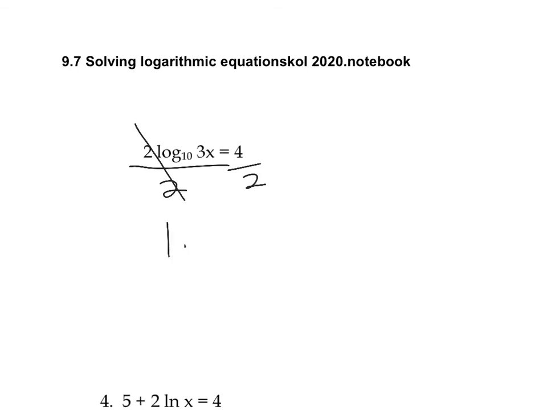So you get log. Notice I put base 10 even though I don't have to. I could just do it this way. 3x equals 2. I left it there again to help you. So now how do you write this in exponential form? This means 10 to the second is equal to 3x.